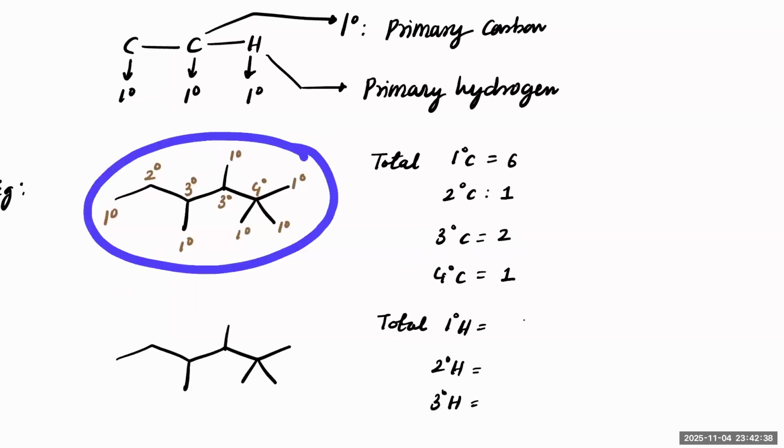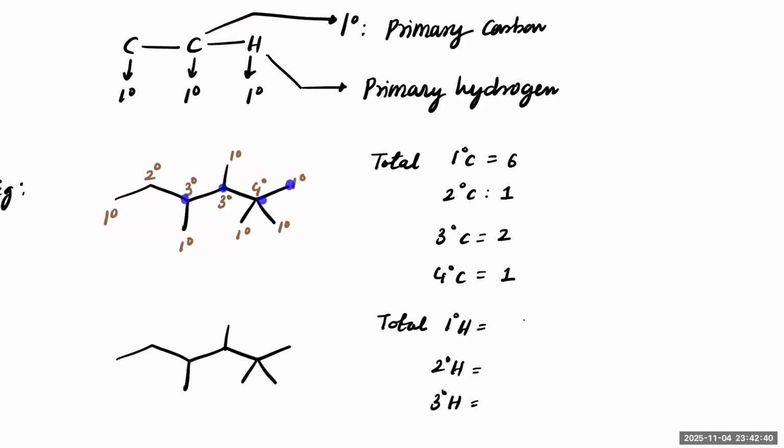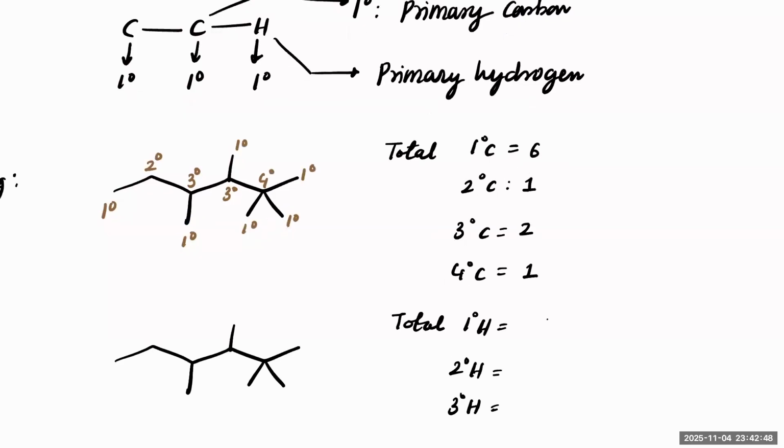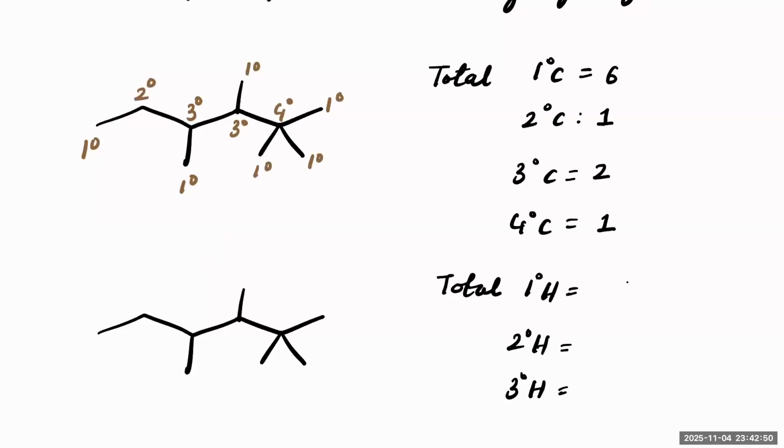So we have 1, 2, 3, 4, 5, 6. All of these are carbons. Here also there are carbons. All terminals are also carbons here. So now notice this one. This carbon has only one carbon connected. This also has one carbon connected. This also has one carbon connected. So terminals were always called 1 degree or primary carbons. So you can see there are 6 primary carbons here.